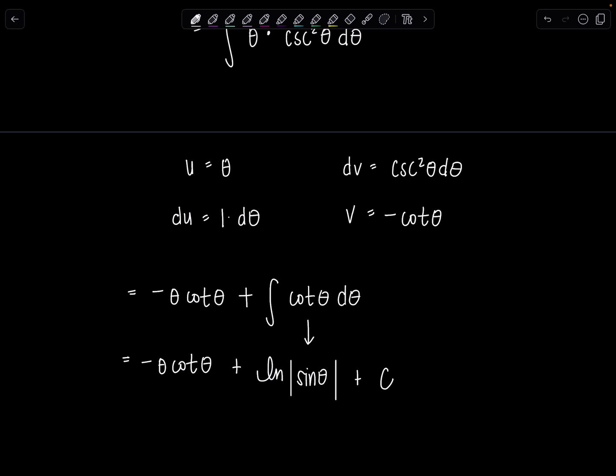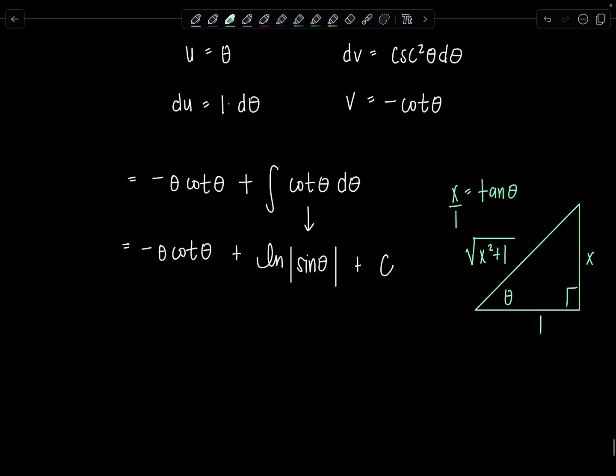Okay, we have to go back to the original variable, which was x. So remember, we had made the substitution in the beginning of the problem, let x equal tan theta. Think of this as x over 1. We're going to draw a triangle. So tangent of theta is the ratio of the opposite side over the adjacent. And then the hypotenuse is going to be square root x squared plus 1. So let's use the triangle now. We're going to rewrite everything in terms of x's.